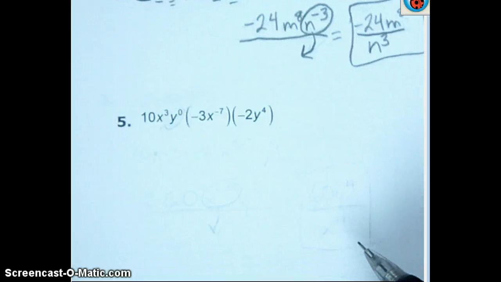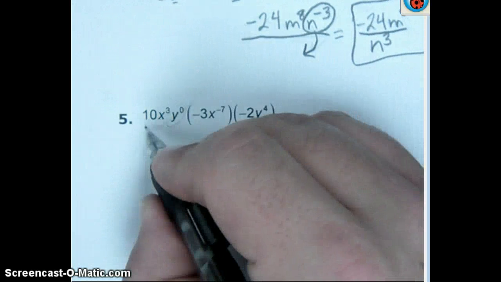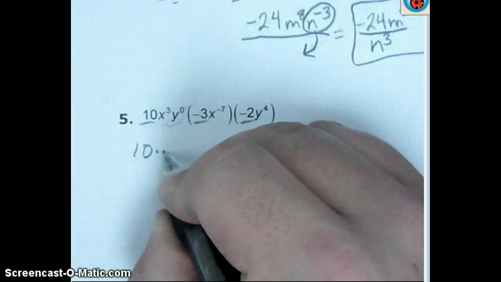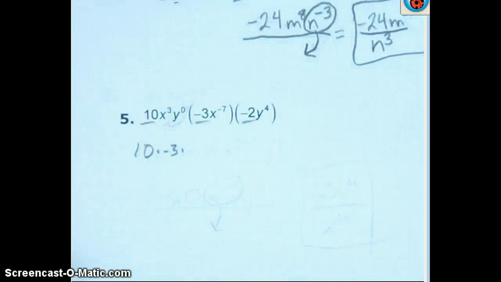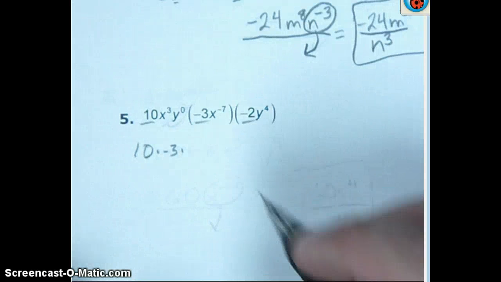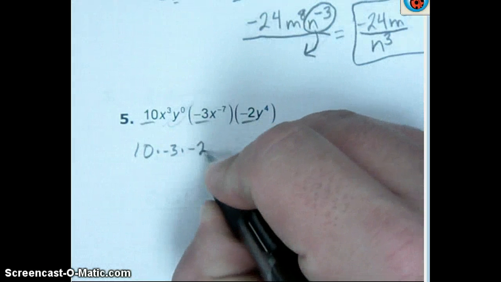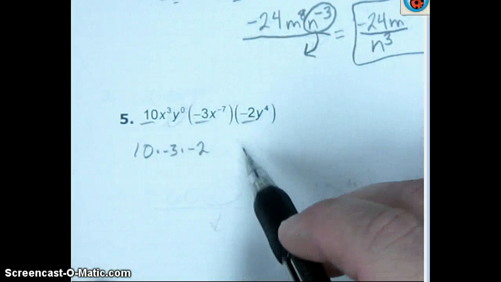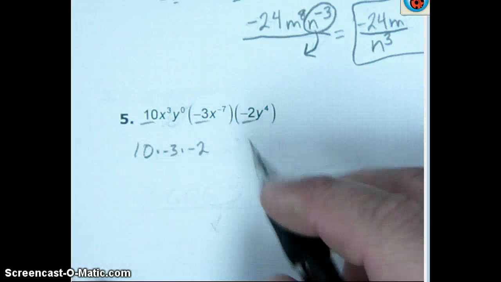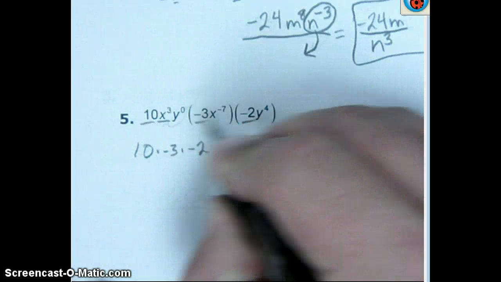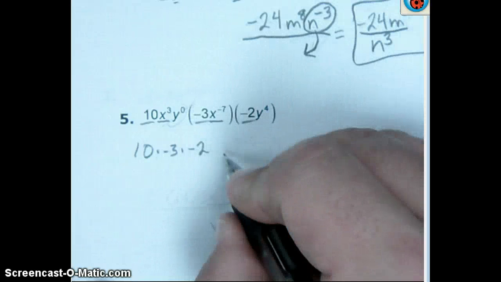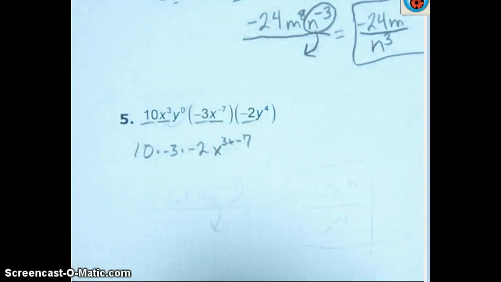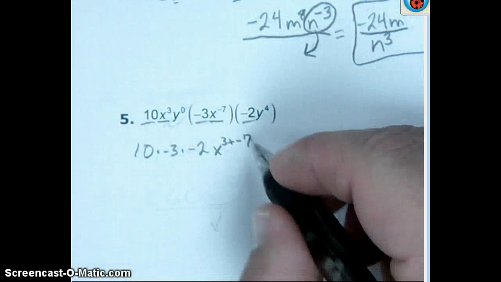One more problem. Look at all these coefficients. Put them all together. 10 times negative 3, times negative 2. There's all your coefficients. Let's look at all of our powers with x as the base. So I have x to the 3 and then x to the negative 7. So that's really x to the 3 plus negative 7. We'll deal with that when we get there.